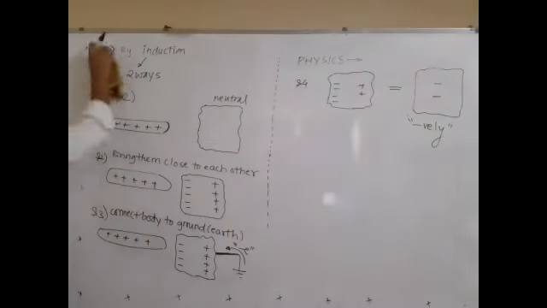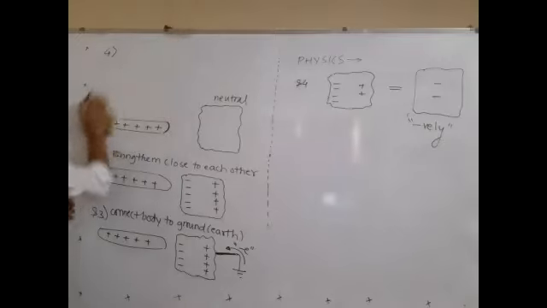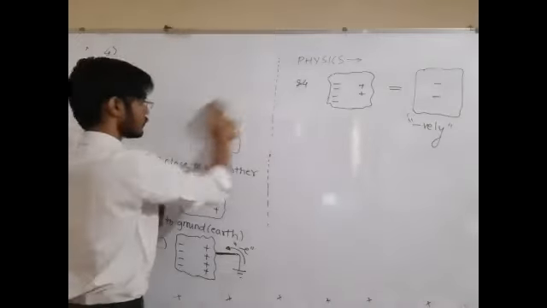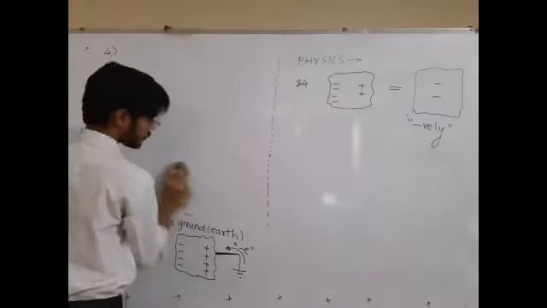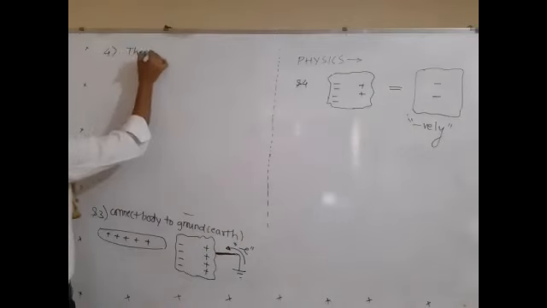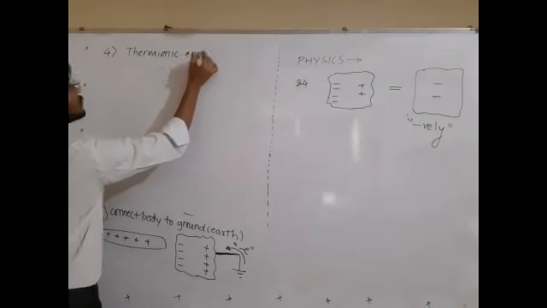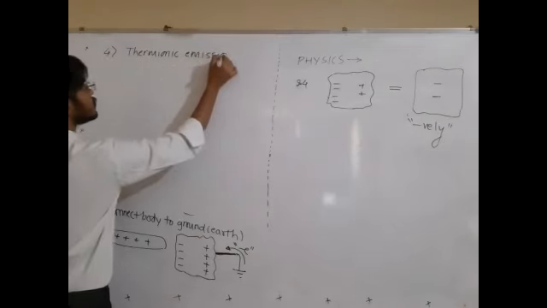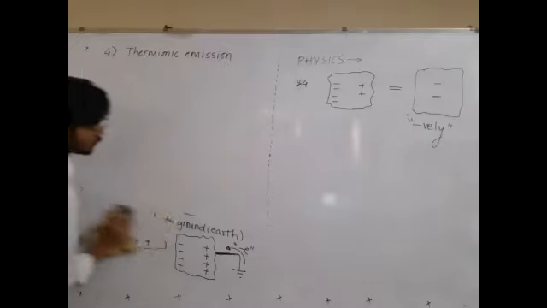What was the 4th thing? The 4th thing was thermionic emission. Let us try to understand what thermionic emission is. Write down: thermionic emission. What is thermionic emission?